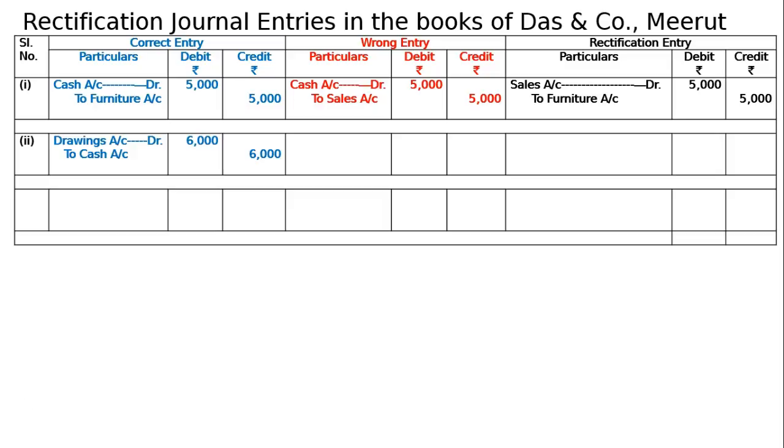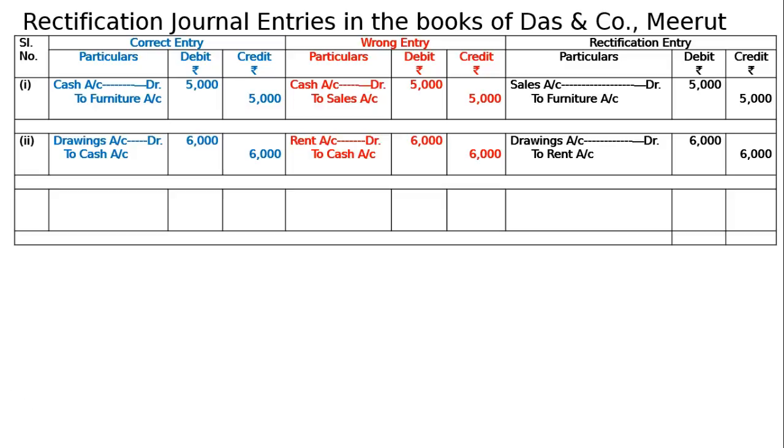The drawings of the proprietor's private residence was treated as if the business shop's rent was paid, that is, rent account debited to cash account, 6000. Here, drawings should be debited and the rent debit should be rectified. Hence, in the rectifying entry, we write drawings account debit 6000 and the rent debit should go. If we credit this rent, the debit and credit will be cancelled, nullifying rent account, 6000. The narration will be: being proprietor's residence rent paid was debited to rent account by mistake, is now rectified.